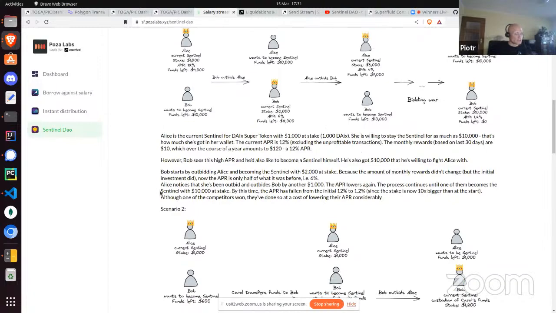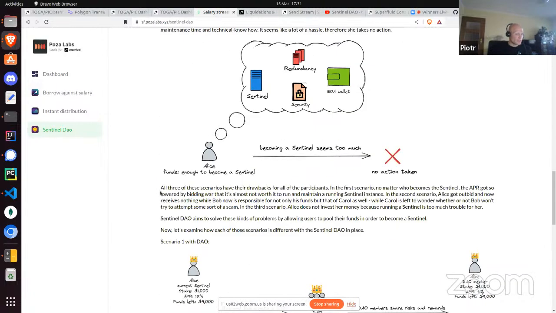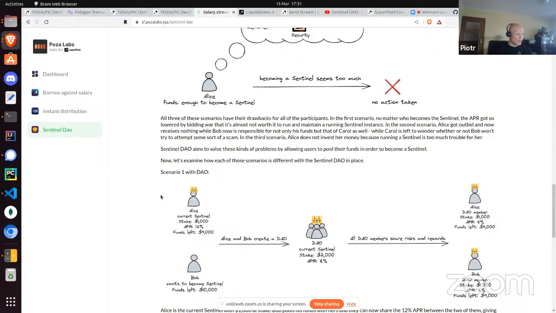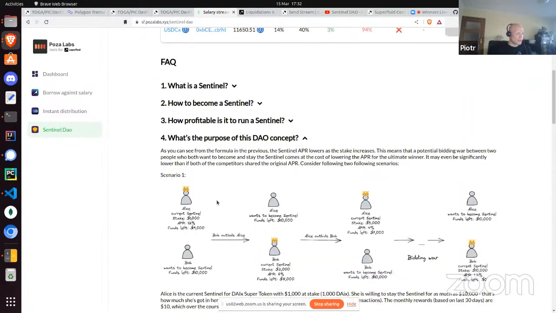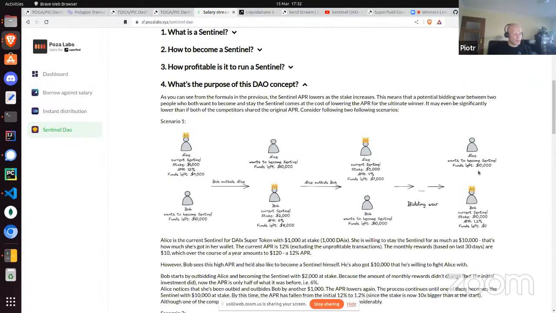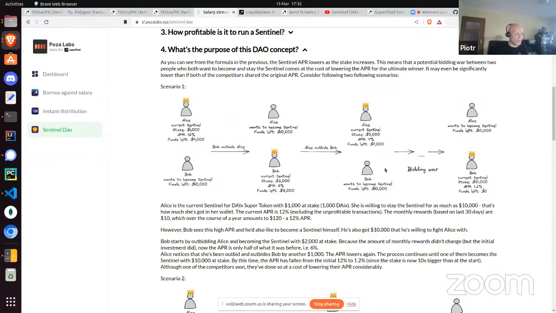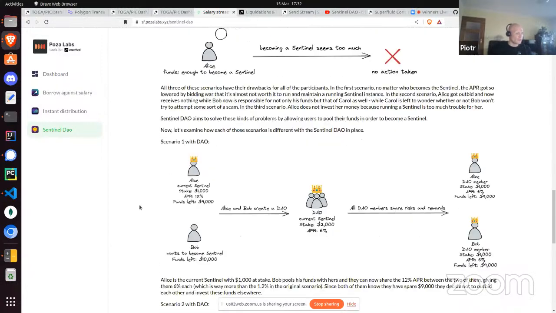But you can actually solve most of those things, or all of them, if you introduce a DAO. So let's say there was a possibility to pool funds for multiple people in order to become a Sentinel. For example, in our first scenario, we had Alice and Bob that were constantly outbidding each other, in turn lowering the APR and also being engaged in that bidding war. So the effort of monitoring what's going on and so on.